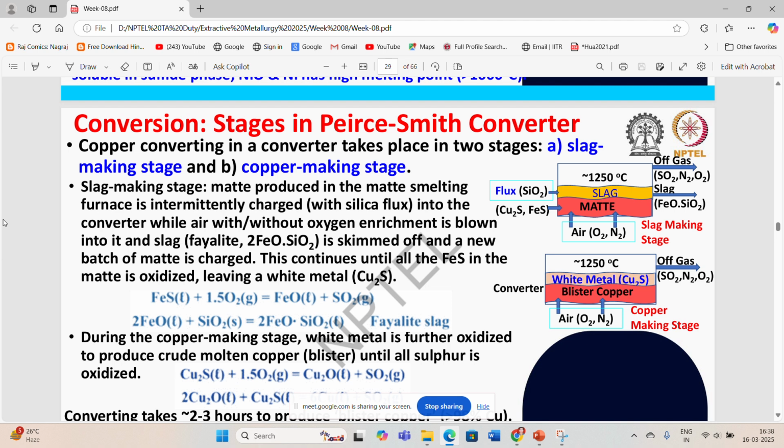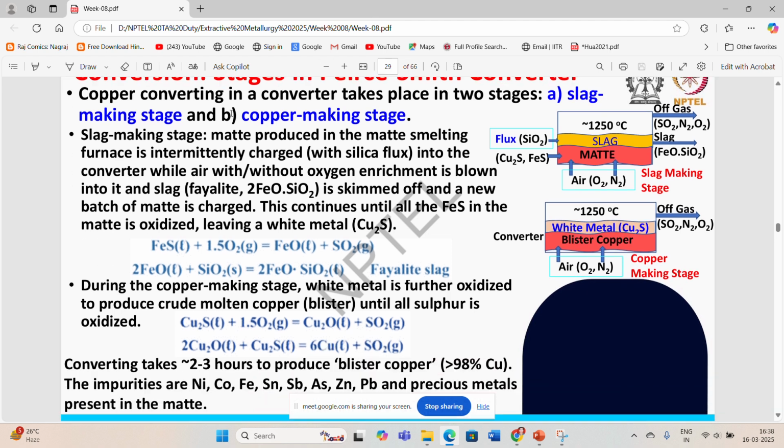So conversion of this copper matte is generally done in the Pierce-Smith converter. Copper converting in a converter takes place in two stages. One is the slag making stage, and the second step is the copper making stage. During the slag making stage, matte produced in the matte smelting furnace is intermittently charged with the silica flux into the converter, while air with or without oxygen enrichment is blown into it.